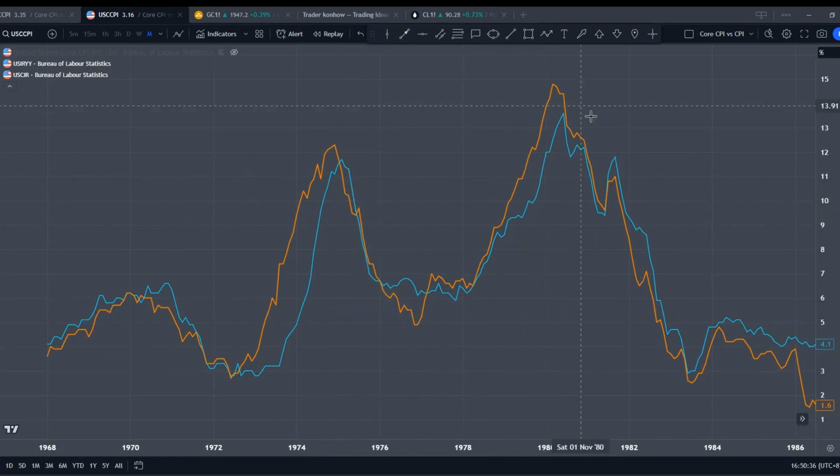Now, for the high inflation during the 80s, it is also the CPI that bottomed first. It made a very sharp V-shaped recovery and started to trend up, and subsequently the core CPI followed. And again, the CPI, which includes the food and energy prices, peaked first, and about 3 months later, the core CPI also peaked and started to come down.